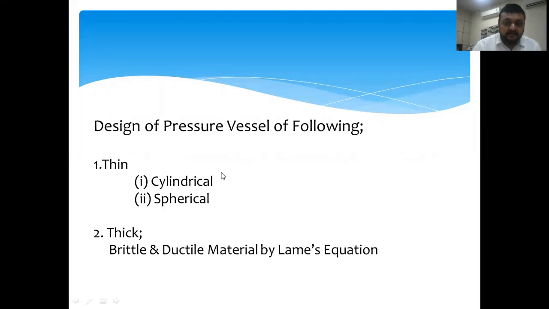For thin, we have to design two types of pressure vessel, cylindrical and spherical pressure vessels. And for thick, we have to design according to Lame's equation, for brittle and ductile material. So depending upon the material, what kind of equation you have to use, you will see in the subsequent slides in the upcoming lectures.